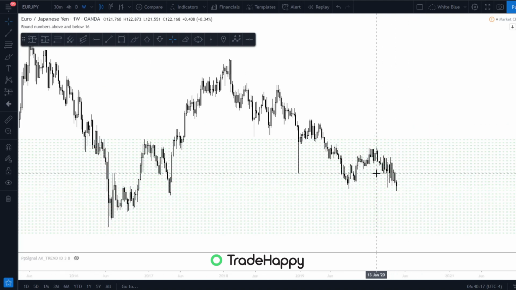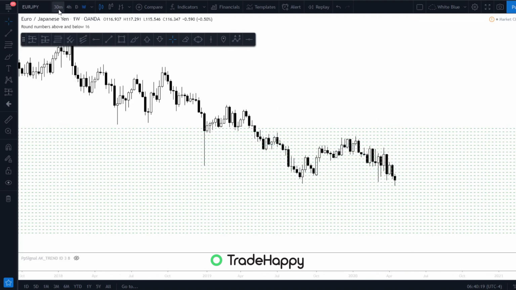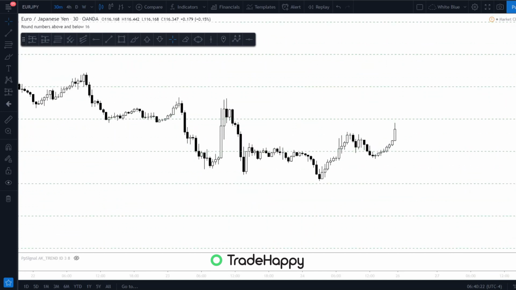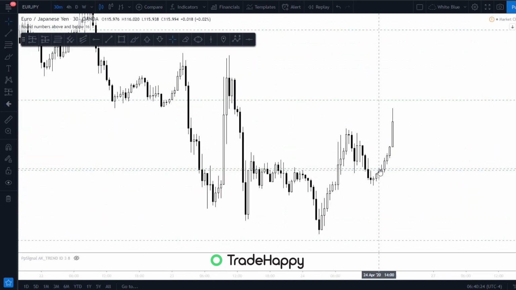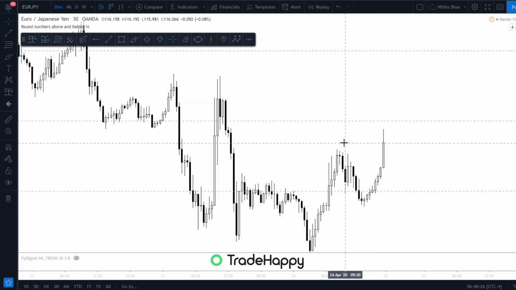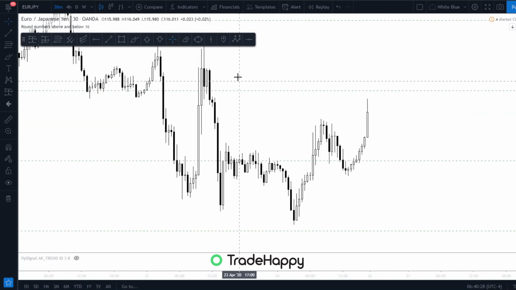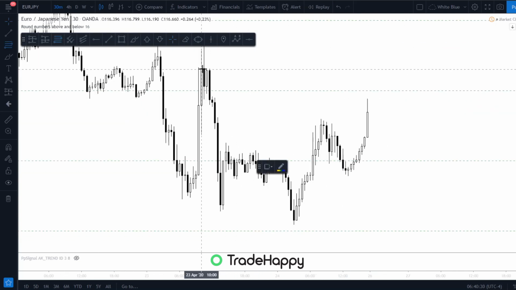On EURJPY, I'm going to be looking for shorts on this. So let's see if we can find a trade. We've broken this high here. The next one is this one. And we'll just draw the Fibonacci down to the low.